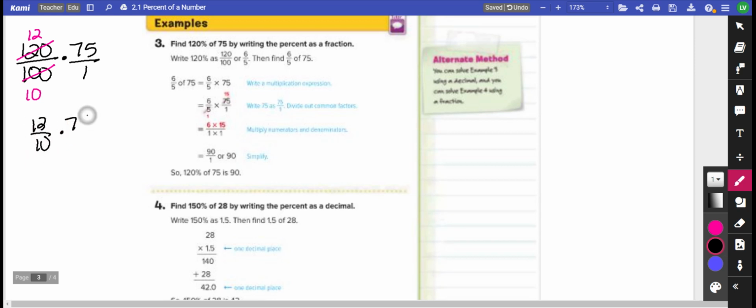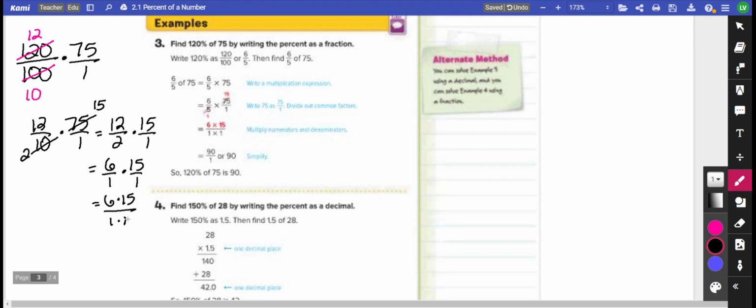12 tenths times 75 divided by 100. Well, I can cross-reduce this and take out a 5. Left with a 2 and left with a 15. This then leaves me with 12 halves times 15 divided by 1. I can still reduce my first fraction to 6 divided by 1 times 15 divided by 1. 6 times 15 divided by 1 times 1. That equals 90 divided by 1, so my answer is going to be 90.